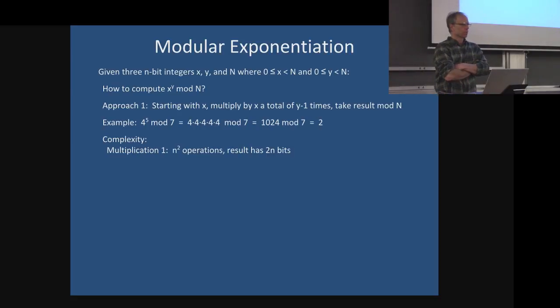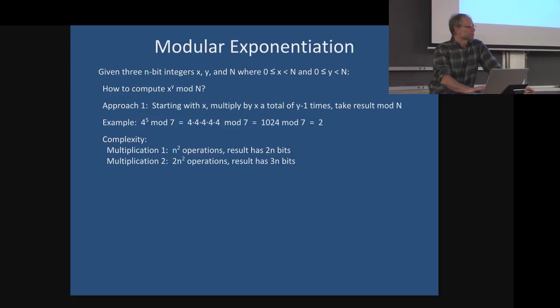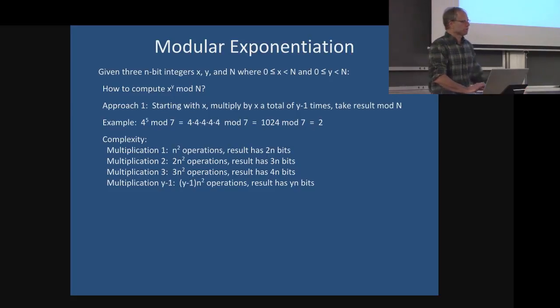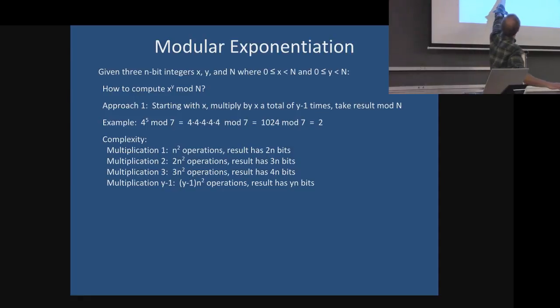Now, what's going to happen with the next multiplication? What will be its complexity? Or how many operations will it do? You're going to be multiplying an n-bit number by a 2n-bit number. Yeah? 2n squared, and the result will be 3n bits. And then the next multiplication will be 3n squared operations, and the result will be 4n bits. And the last multiplication will have y minus 1 times n squared operations and yn bits.